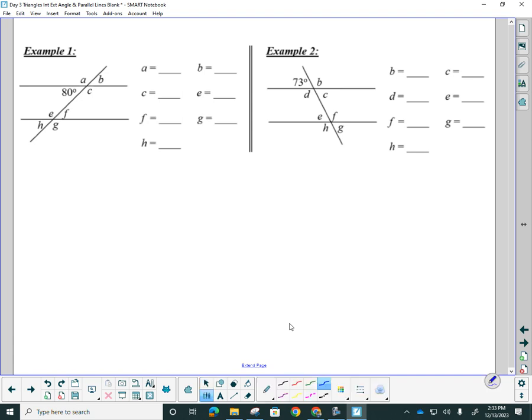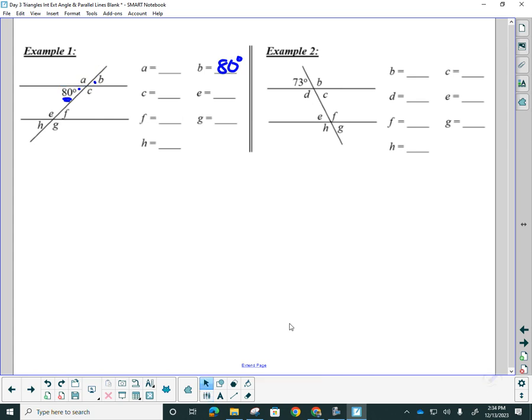I usually like to find the ones that are equal really quickly. So I see that this guy is 80 here. So its opposite angle must also be equal, so that means that B is equal to 80. That's the X pattern right there. Okay, so that's opposite angles.